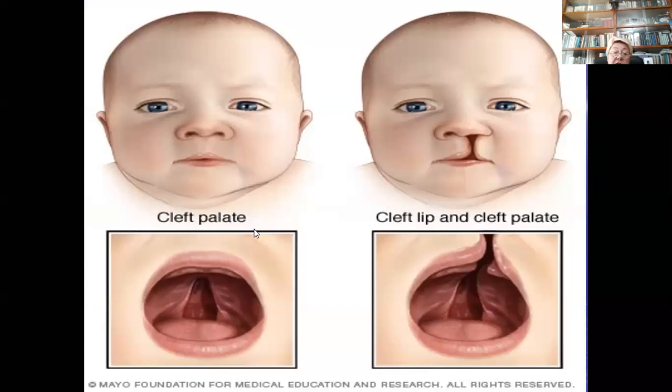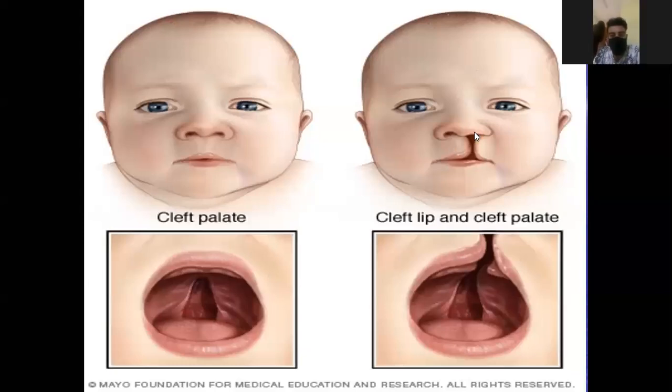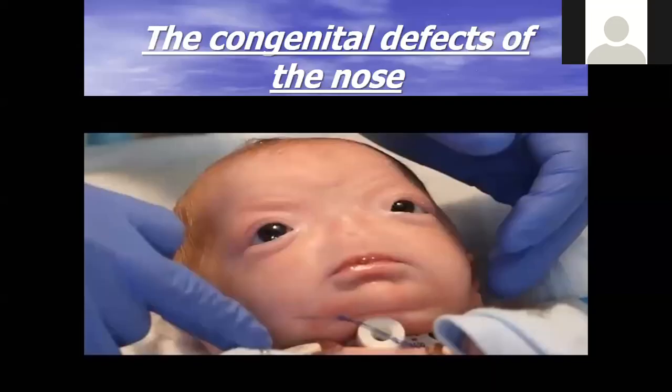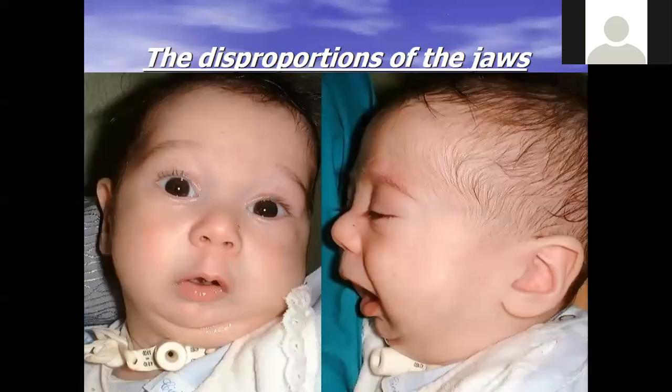And on this picture, you can see the cleft palate, and on the right picture, you can see cleft lip. And cleft palate. The next, congenital defects of the nose. All these defects need operation. And disproportions of the jaw are also a congenital abnormality that happens in the newborn period.